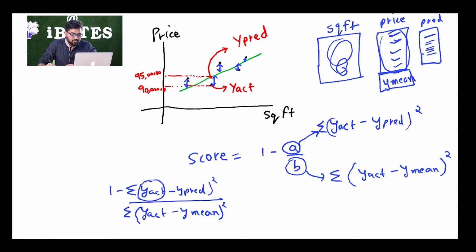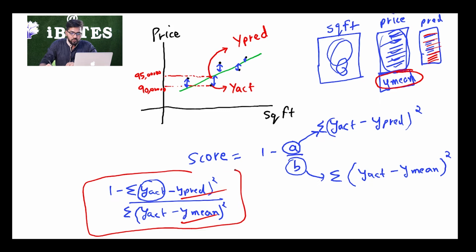So y actual means these actual values. Then y predicted means the predicted values which our model is going to predict. Then y mean means the mean of all the actual values. So this is basically the formula for score.